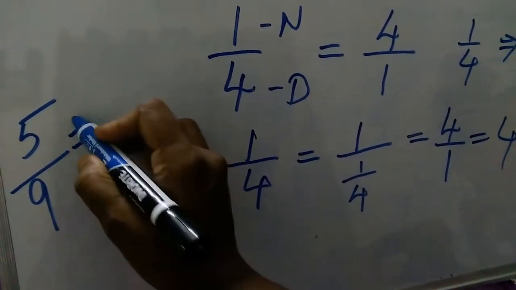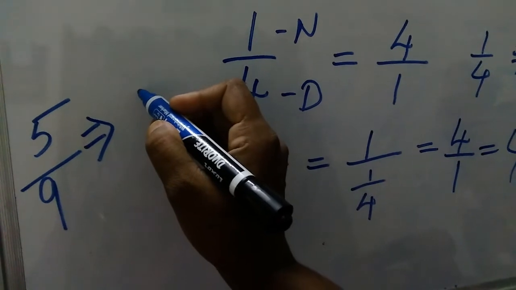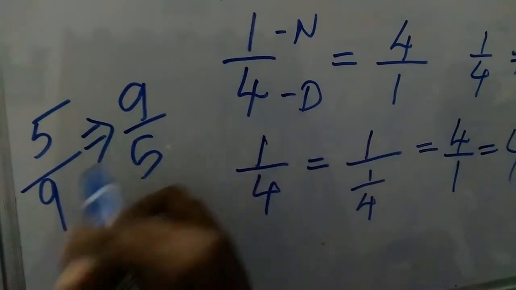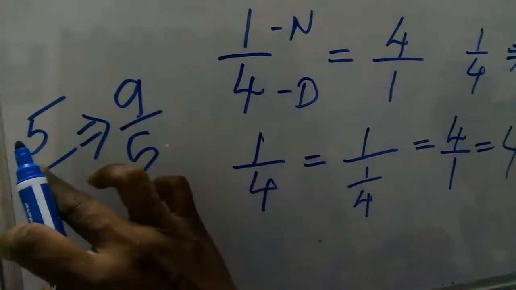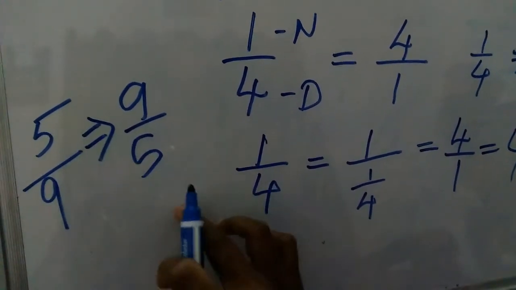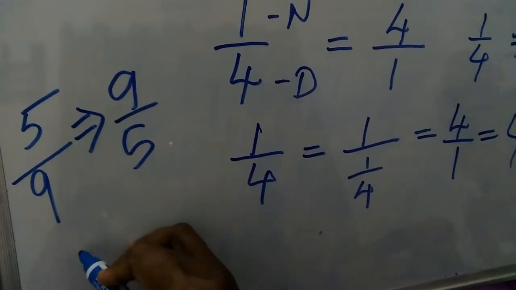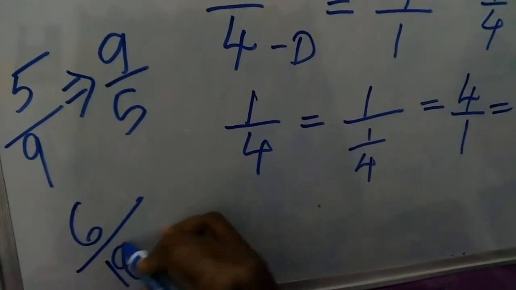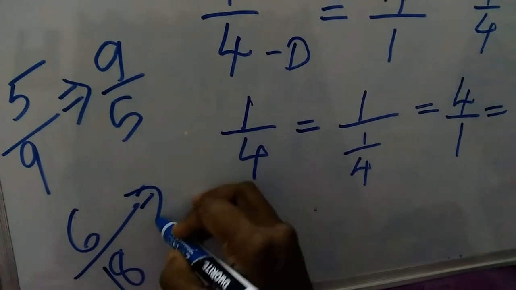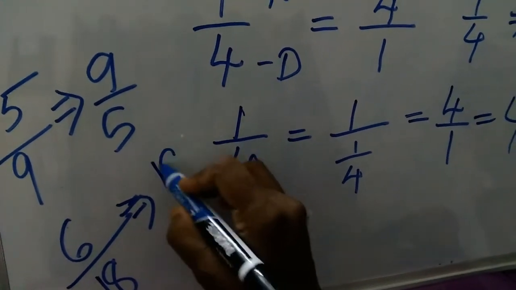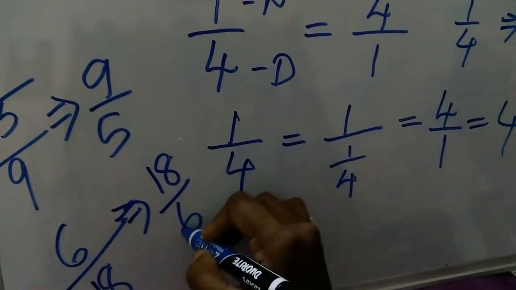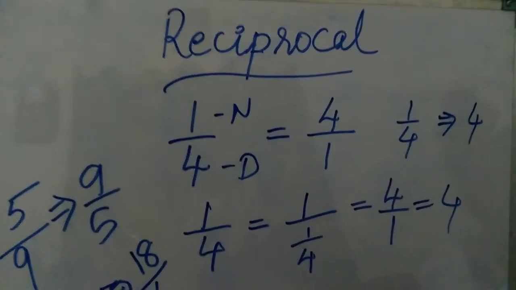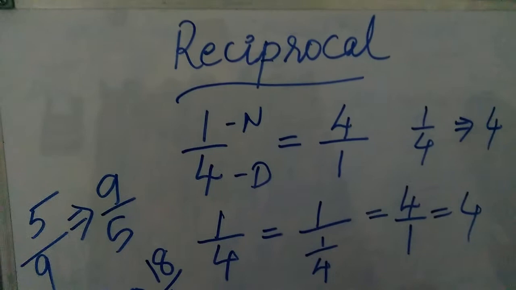Reciprocal of 5 upon 9. I think you get the answer. 9 upon 5. The denominator will go up and the numerator will come down. 6 upon 18 will change to 18 upon 6. This reciprocal we can use in division of fractions.